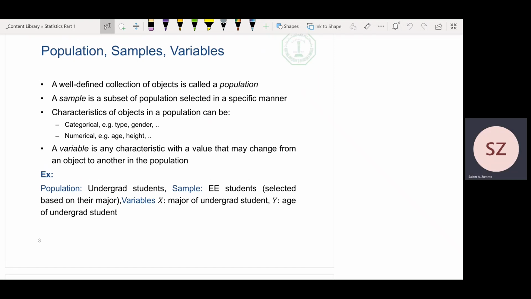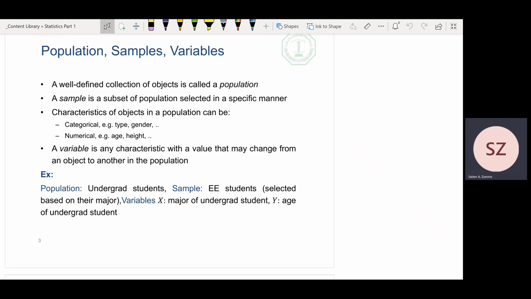So now let's start with some definitions. Definitions that hopefully will explain some of what was said. So a well-defined collection of objects is called a population. What does that mean? For example, the doctor's university, these are a population. The residents of Saudi Arabia are a population. Okay? The participants in the Qiyas exam are a population. Population means a large collection of people.